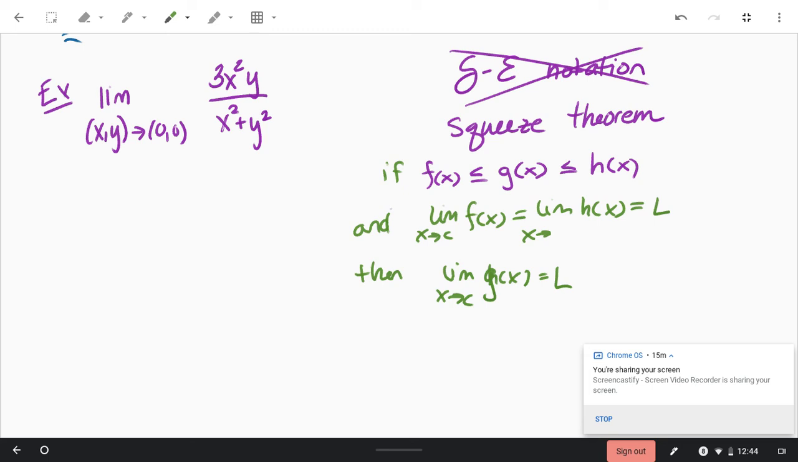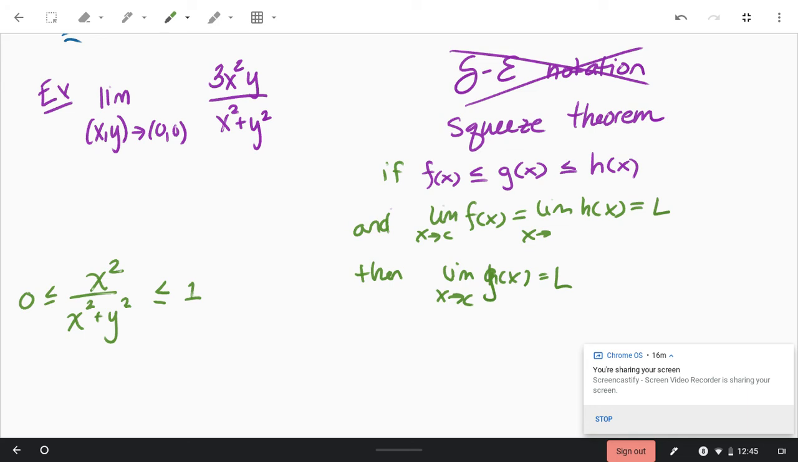So what you want to look for, and the two that come up the most, are x squared over x squared plus y squared. That's always going to be less than or equal to 1, and it's always going to be greater than or equal to 0. If x is 0, it is 0. Otherwise, the numerator is always less than the denominator.